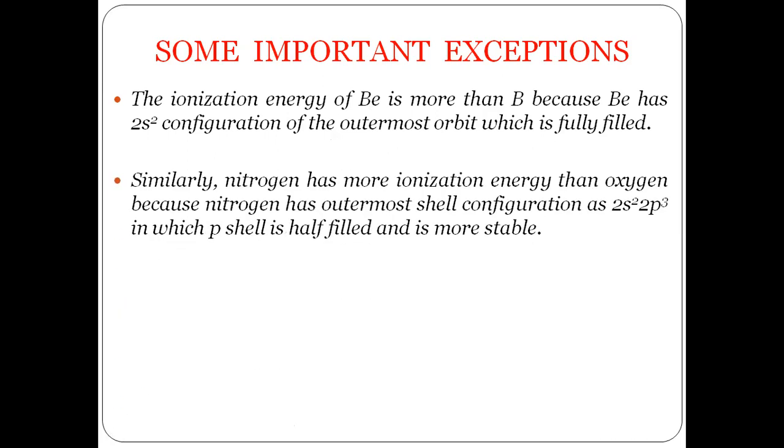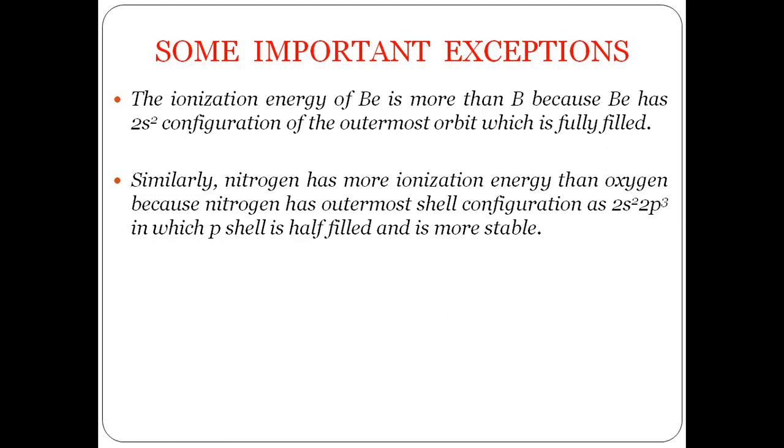Coming to nitrogen, nitrogen is in group 15 and oxygen is in group 16. When you move from group 15 to 16, you are moving from left to right. When you move from left to right, you should expect that the value will increase. But again, the same thing: nitrogen has a higher value, oxygen has a lower value.